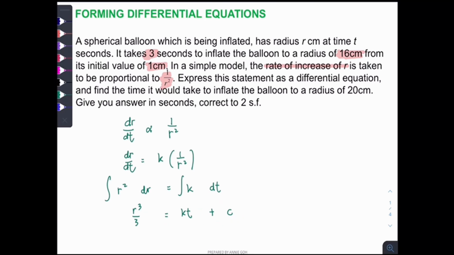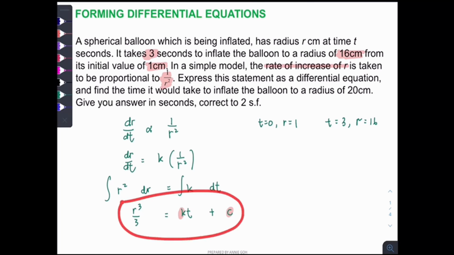And we are supposed to find out the value of the k and the c. In order to find out the k and the c, you got to read the information given in the question. The information is hidden in the question. For example, now, it takes 3 seconds to inflate the balloon to a radius of 16 cm from the initial value of 1 cm, which means when t equals 0, the radius should be equal to 1 cm. Where when t equals 3 seconds, the radius becomes 16 cm. So you just need to substitute these two pieces of information into this equation, then you will get the value of k and c. So let's try it now.